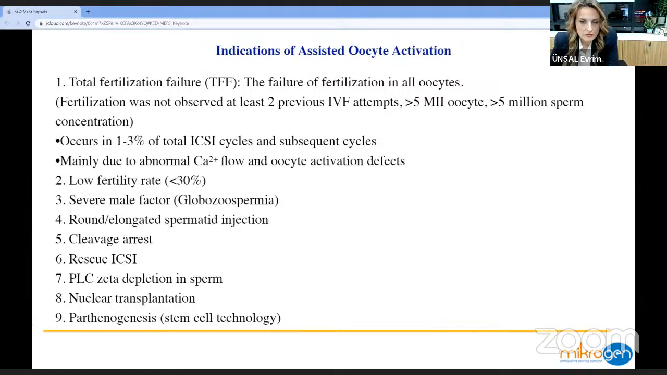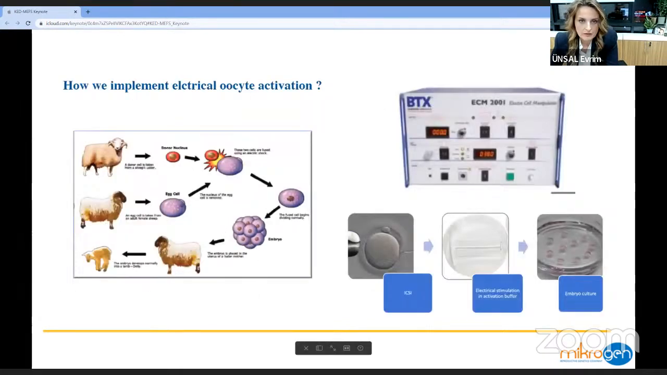TFF occurs due to the defects in oocyte activation, which allows us to bypass this defect by assisted oocyte activation. Thus, TFF cases get the most advantage out of activation techniques. Extended assisted oocyte activation indications include low fertility rate, severe male factor like globozoospermia, round or elongated spermatid injection, cleavage arrest, rescue ICSI, and PLC-zeta depletion in sperm. And nuclear transplantation has been also one of the major indications of oocyte activation. Whether sperm or oocyte born is the main cause for TFF, resulting in the inability of mature oocytes to undergo activation and complete the fertilization by sperm.